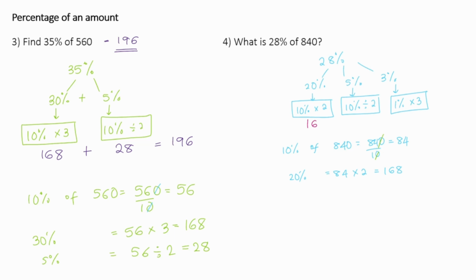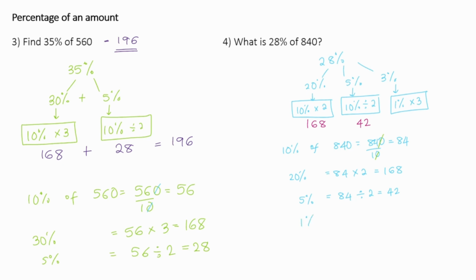So 20% is 168. In order to find the 5%, we use our 10%, which was 84, and 5% is a half of 10, so we are going to divide 84 by 2, and that gives us 42. So 5% of 840 is 42.